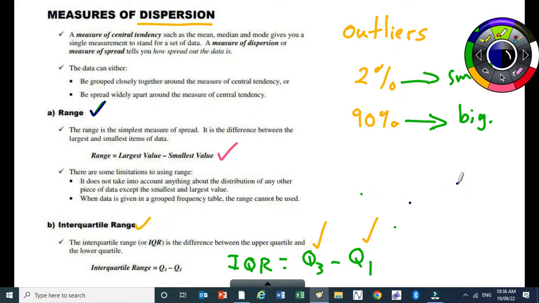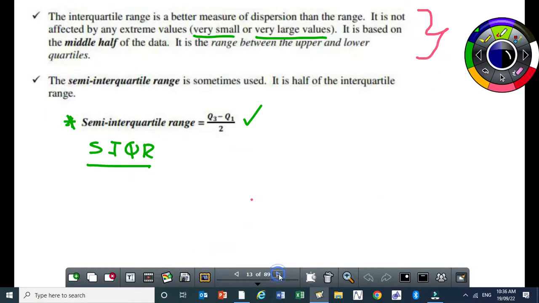All right, so I was saying the interquartile range is the difference between the upper quartile and the lower quartile. It's a more effective measure of dispersion because it is not affected by extreme values or outliers. Then we have half the distance of the interquartile range, called the semi-interquartile range. Now the semi-interquartile range is not that important, but the one which you are going to encounter more is the interquartile range, Q3 minus Q1.